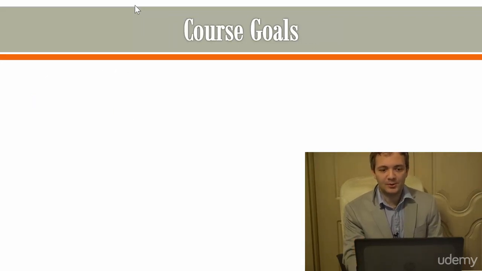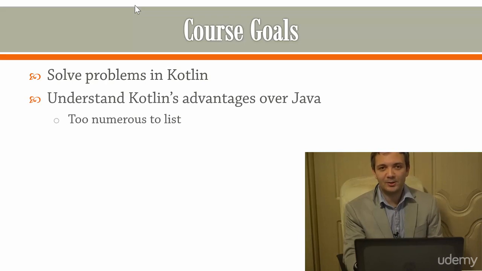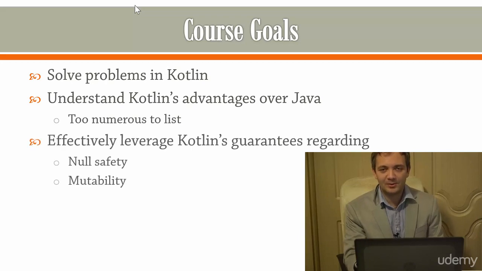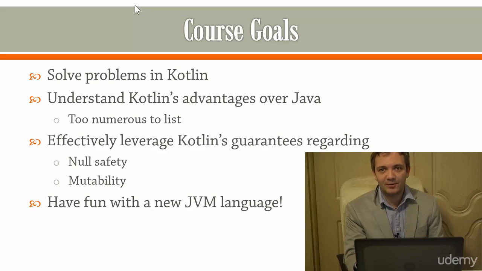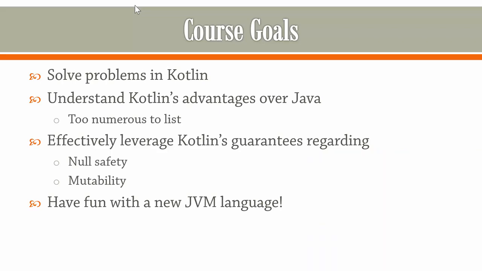So what are the goals of this course? Well, you're going to learn how to solve problems the Kotlin way using the functionality that Kotlin provides. You'll also understand the advantages of Kotlin over Java. There are far too many. This explains why the course is so big, because there is just so many features that one needs to cover. We're going to learn how to effectively leverage Kotlin's guarantees with regards to things like null safety as well as mutability, and we're going to just have a lot of fun using a modern JVM language.